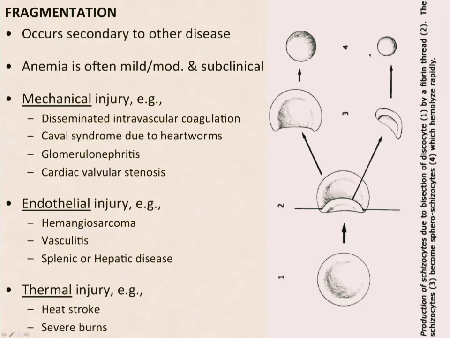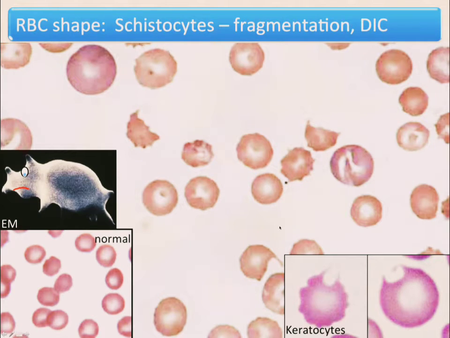I didn't stress microspherocytes in class because that's too complicated for right now. We're just going to stay focused on schistocytes and acanthocytes and keratocytes. So when this fragmentation is happening, as you can see on the next slide, we have abnormalities in the peripheral blood film in the shape of the red blood cells.